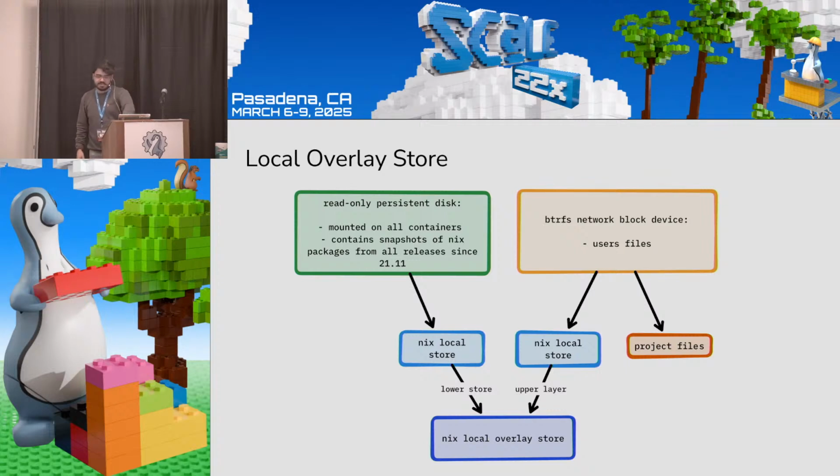That's great. This has been working great for us for a while, but as the years have gone by, this persistent disk has continued growing in size and growing in size and growing in size. It reached a maximum of around 20 terabytes. Some of that was not Nix stuff, but a lot of it was. So this was costing us a lot of money, and we needed to find a better solution.